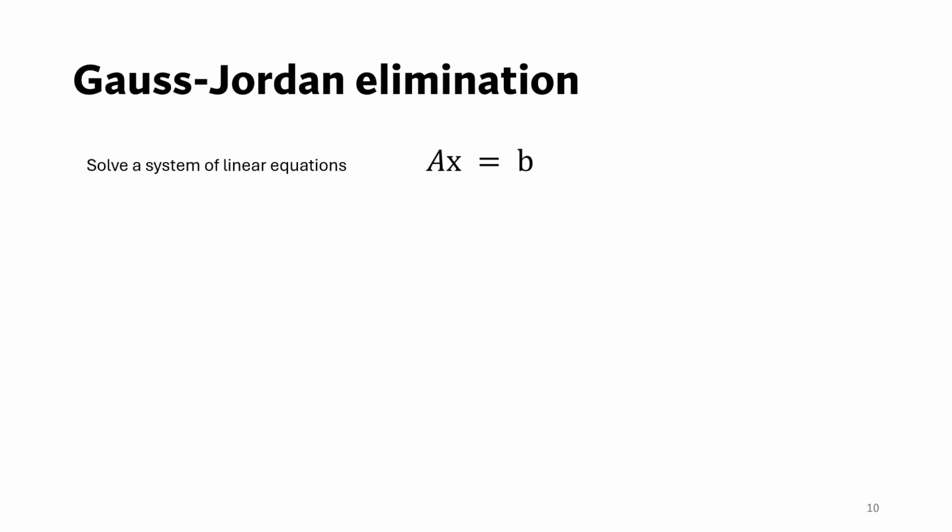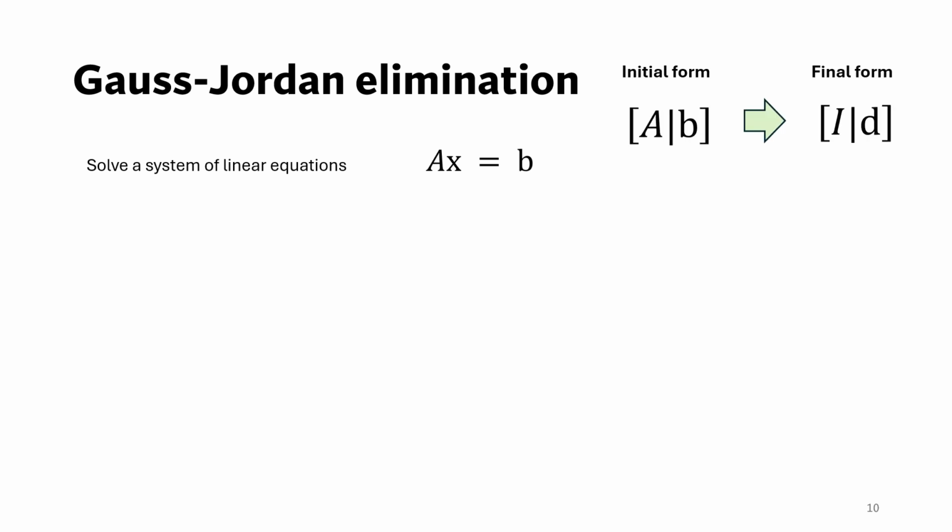Hello and welcome everyone. In this video, we will look at an extension of the Gauss elimination method, which is called the Gauss-Jordan elimination method. In this, when we transform the augmented matrix through elementary row operations, the final form produces an identity matrix instead of an upper triangular matrix. This means that we don't need to do the back substitution step as the vector D is the solution vector.